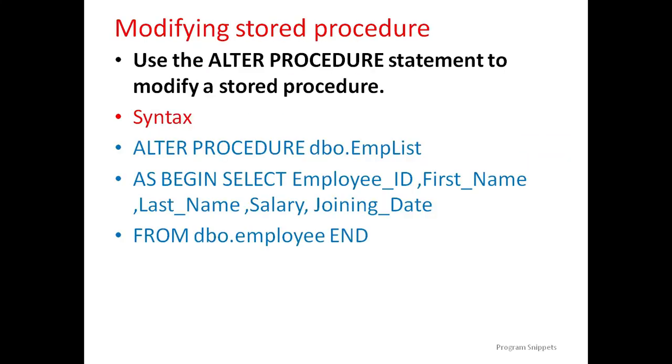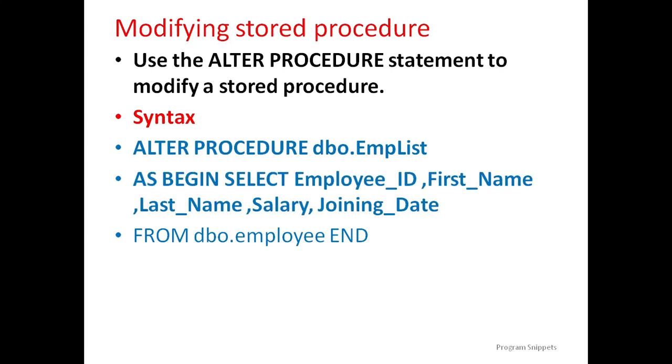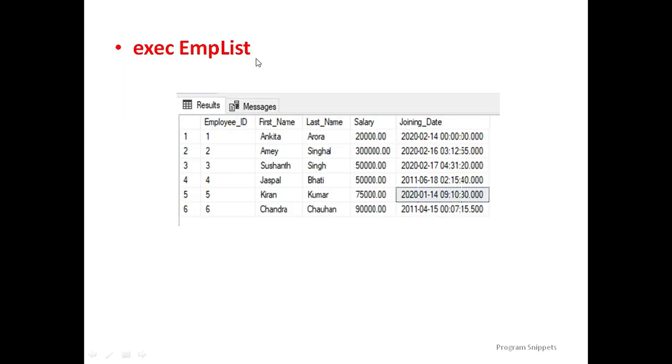To modify the stored procedure, we will use the ALTER PROCEDURE statement. The general syntax is ALTER PROCEDURE, the procedure name, and we will change the select statement. And when we execute the employee list procedure, it will display the data from the employee table, but here it will add a new field, joining date.